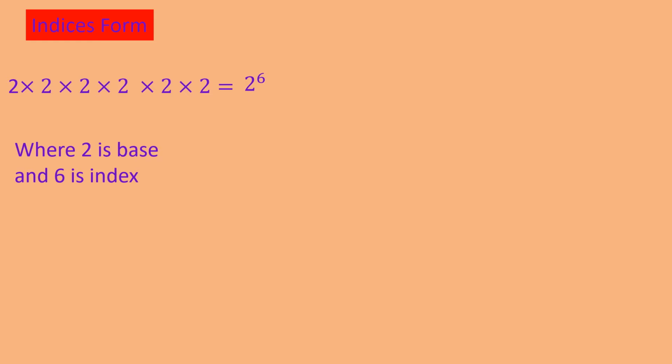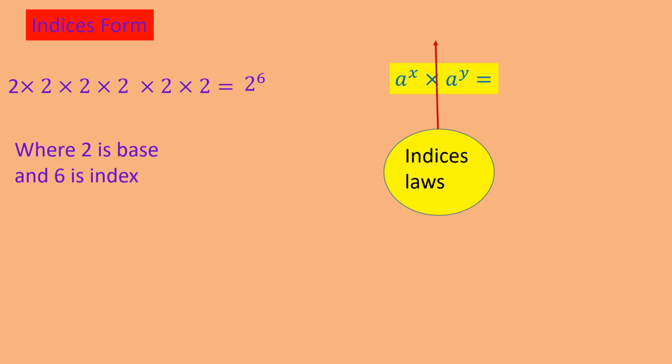Since we are doing this in product form and indices form, let us learn a few formulas based on this which we have studied in our previous class. So indices laws we are going to do. First one: two indices with equal base with multiplication sign can be written as a raised to x into a raised to y equals a raised to x plus y. When the bases are the same with multiplication sign, the indices get added.